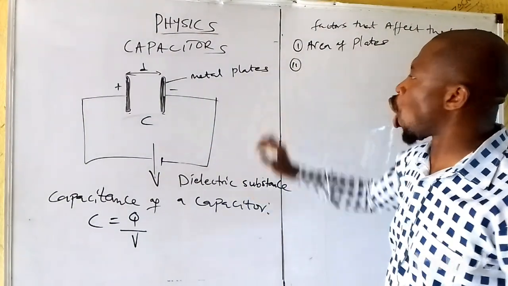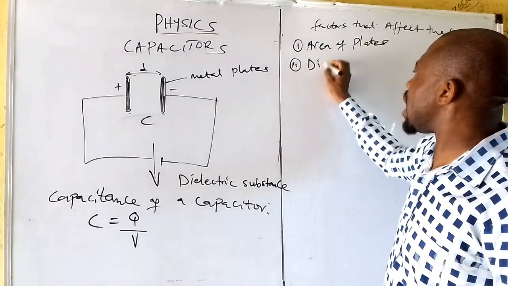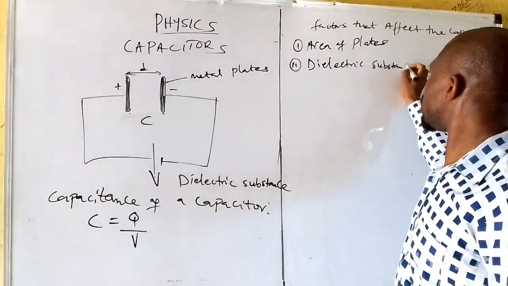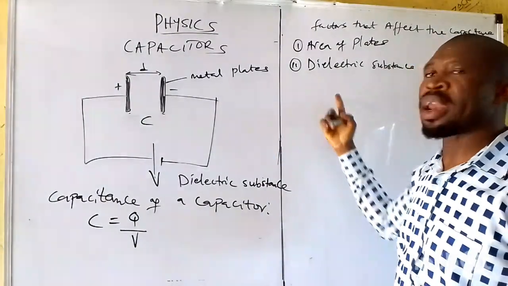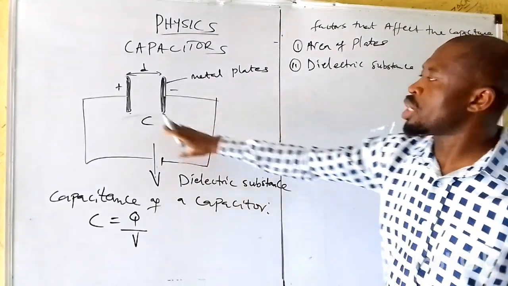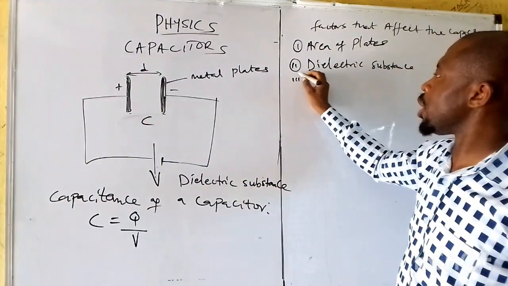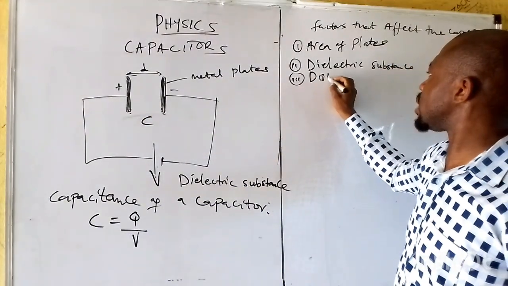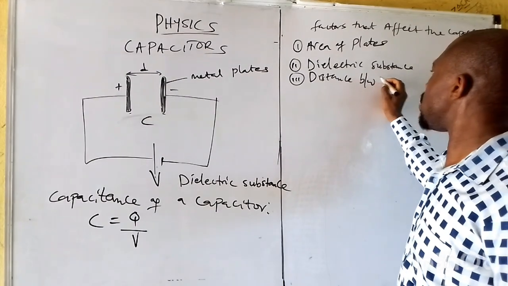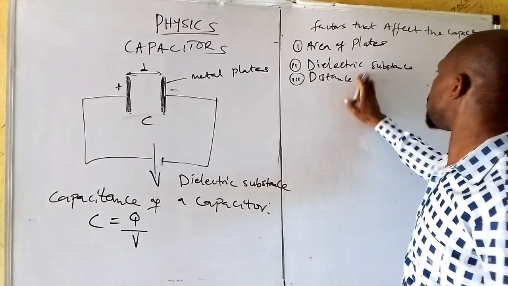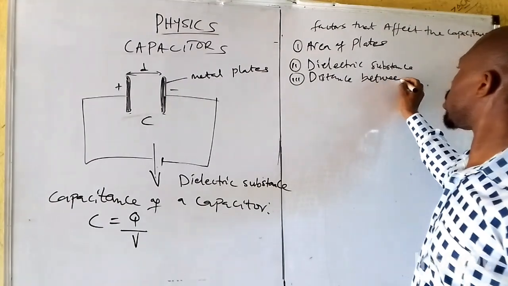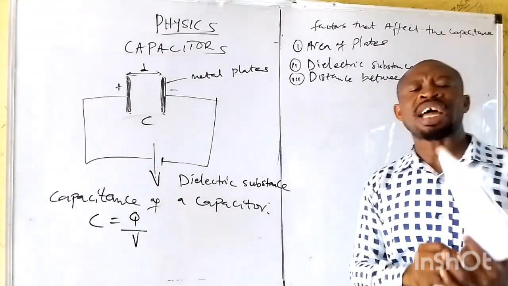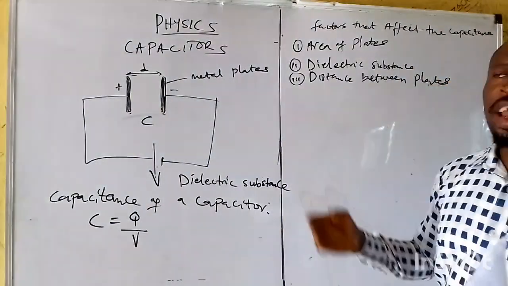Now, we have the second one, the dielectric substance, or nature of dielectric substance, which is this substance here. The third one is distance between plates. Let me write it in full. So these three majorly are the factors that affect the capacitance of a capacitor.